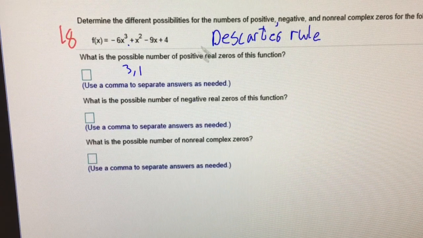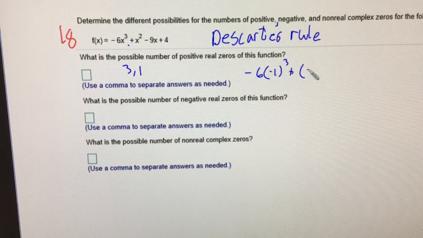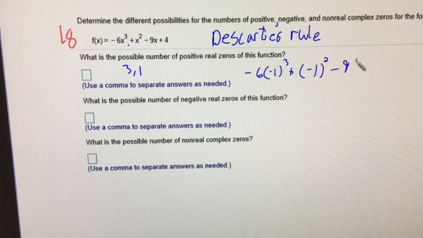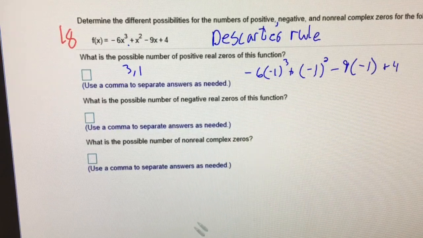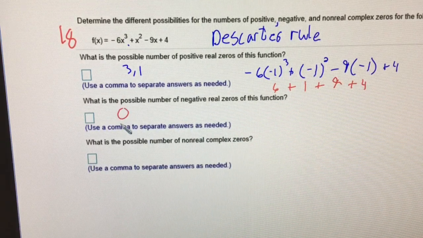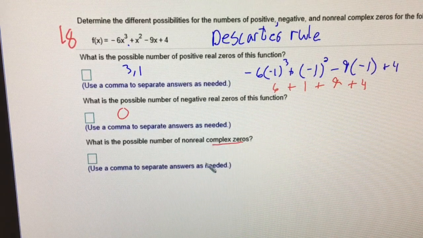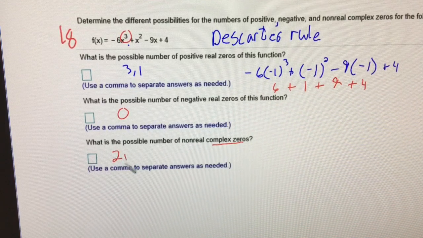Now, in order to find the negative sign changes, I'm going to plug in a -1 for each x value. So that's going to be -6 times -1 cubed plus -1 squared minus 9 times -1 plus 4. I'm not going to add these up. I just want to see what the sign is. So this is going to be +6. This is going to be +1. This is going to be +9 and +4. Notice there are 0 sign changes, so there are 0 possible negative real zeros. Possible number of non-real complex zeros. You cannot have 3 complex zeros. They go in pairs or none.